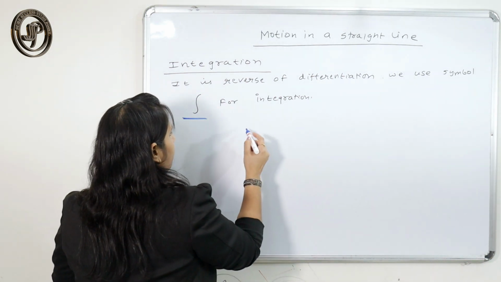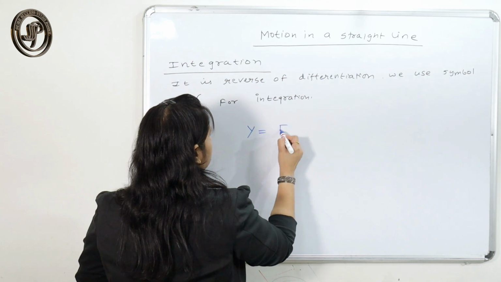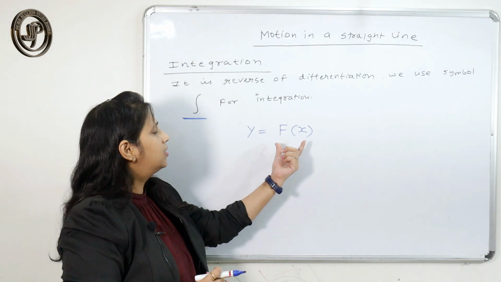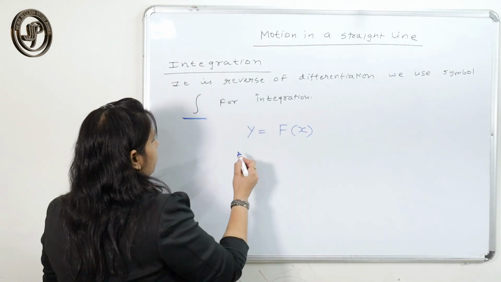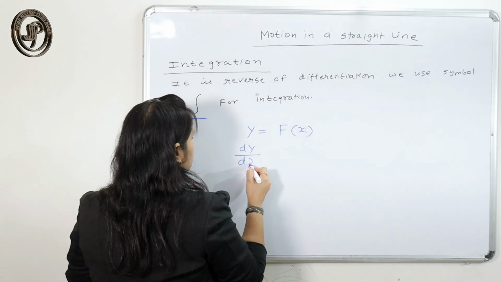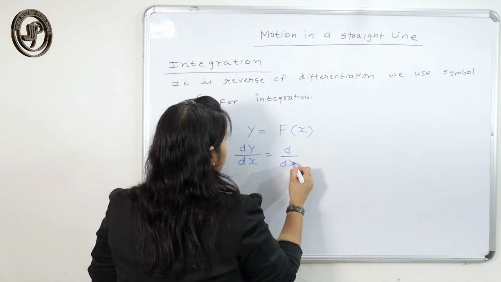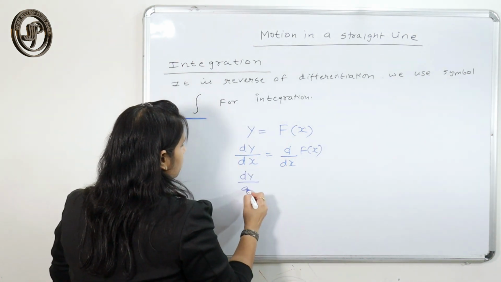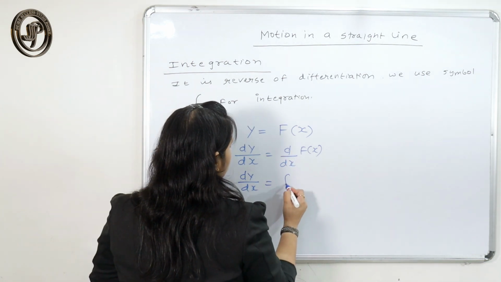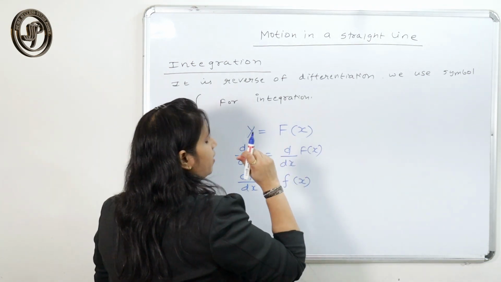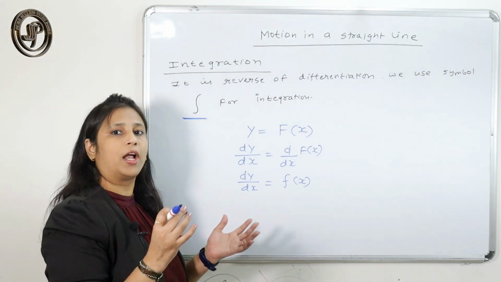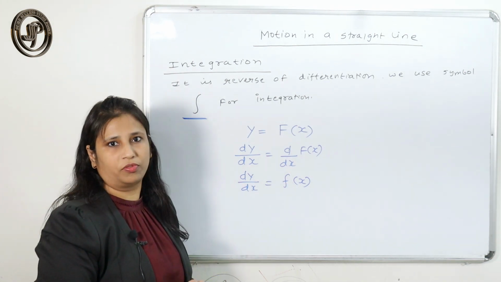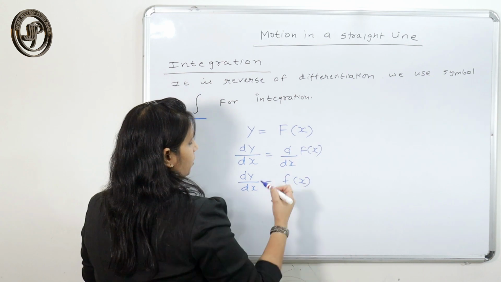Here, suppose I have a function y equals f(x). This is the large value, we can say. If I do the differentiation of f(x) with respect to x, suppose the differentiation of this gives us small f(x), the small value. Suppose capital F(x) is the large value, and when we differentiate it, we get the small value f(x).